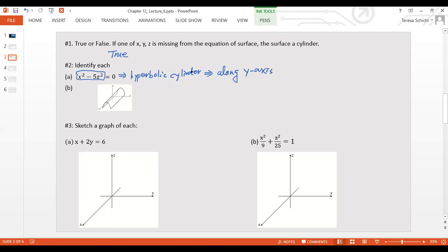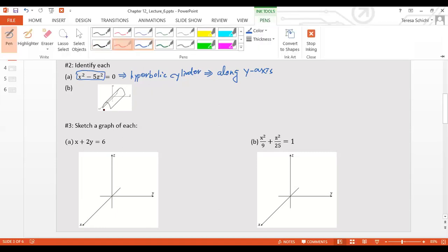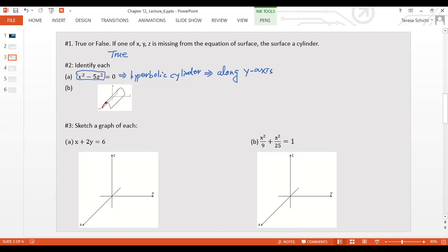Okay, so now let's take a look here. Part B is here, using this graph. So what is this one? The first one you see here, if I only look at the trace, this trace is a parabola, right? Because this trace is a parabola, I know this is the parabolic cylinder.